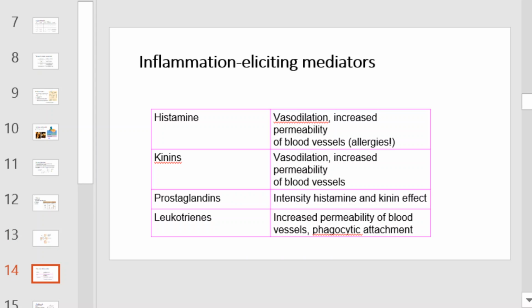Inflammation-eliciting mediators. Here we have a table of a few inflammation-eliciting mediators. Histamine, kinins, prostaglandins, and leukotrienes are four examples. Each has a specific role to play, such as vasodilation. Take a moment to pause the video and familiarize yourself with each before moving on.